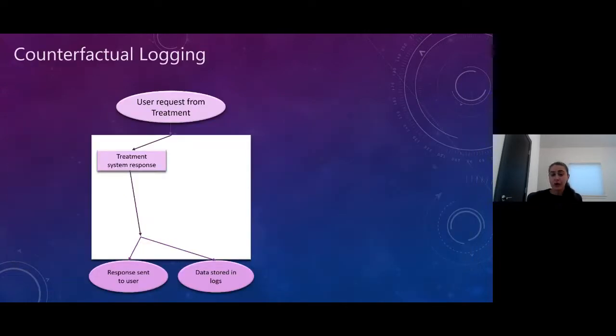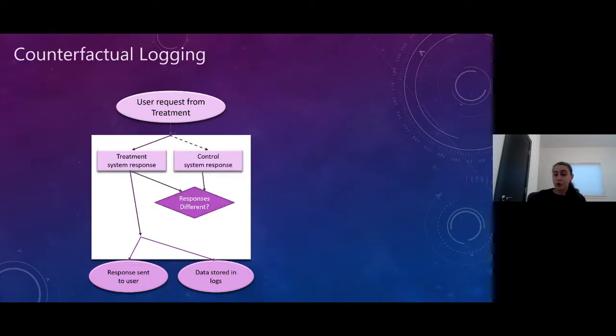So with counterfactual logging, what you want to do is, for every request that comes, so typically, let's say you have a user request from treatment, you go through the treatment system response, and then you show the user what you want to show, and you store some data in the logs. But in order to really know whether this was affected by treatment or not, what you want to do is, in parallel, run it through the control system response and test whether the responses are different. And if they are different, then I set this counterfactual flag to 1. But I show the user the response that's coming from treatment.